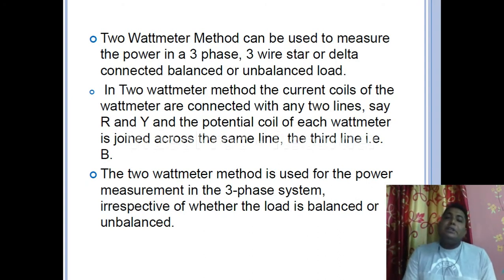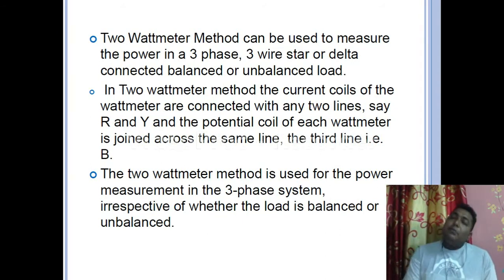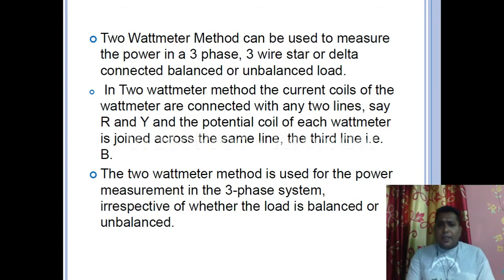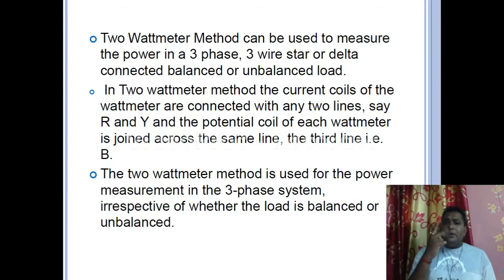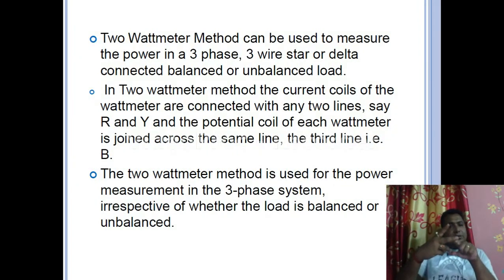In the 2 wattmeter method, the current coils of the wattmeters are connected with any two lines, say R and Y, and the potential coil of each wattmeter is joined across the third line, that is B. So that means if there are 3 phases, 1, 2, 3, we are using 2 wattmeters. Say this is R, this is Y, this is B. We are using a current coil with R phase and a current coil with B phase, and each wattmeter has a voltage coil. This W1 and W2 both have a potential coil.